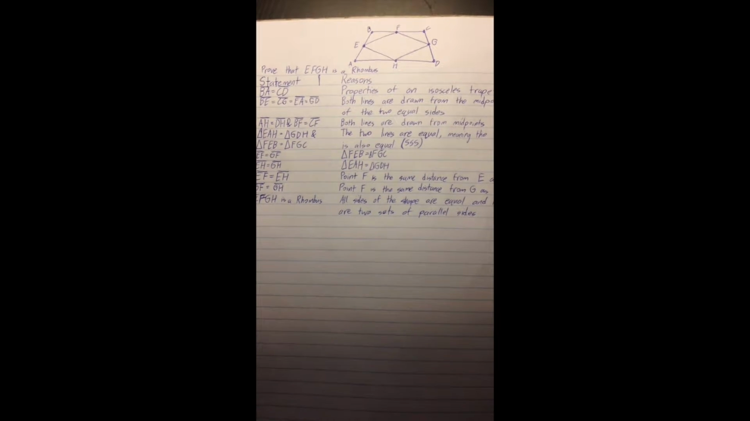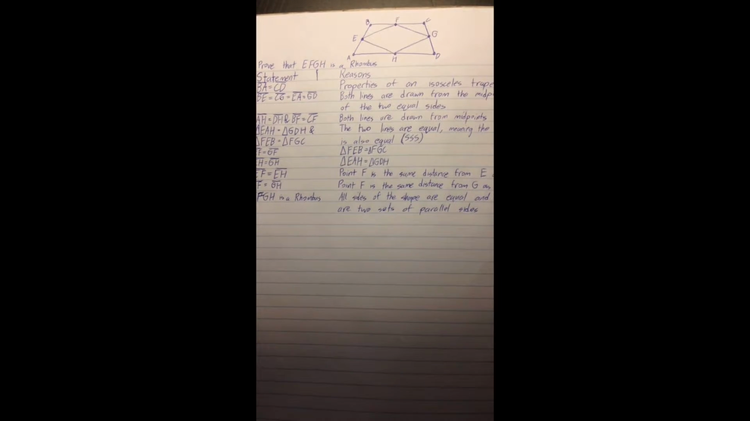Then you can say BE, CG, EA, and GD are all equal because they are all equal to half the value of their sides, because they are split up by the midpoints. You can then do the same thing for AH, DH, BF, and CF. And then using that, you can find that triangles EAH and GDH, as well as FEB and FGC, are all equal. The hypotenuse of the triangles are equal because the other two lines are equal, meaning the third one would have to be equal, which is the side-side-side postulate.